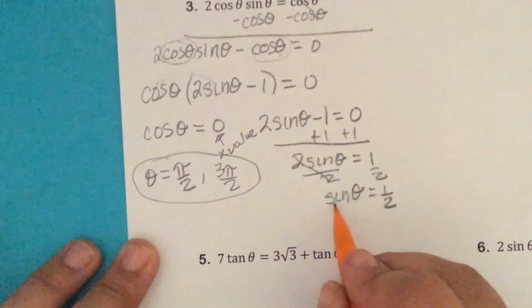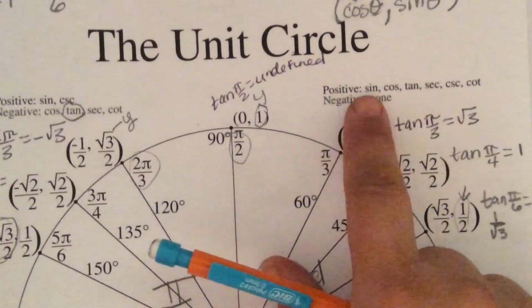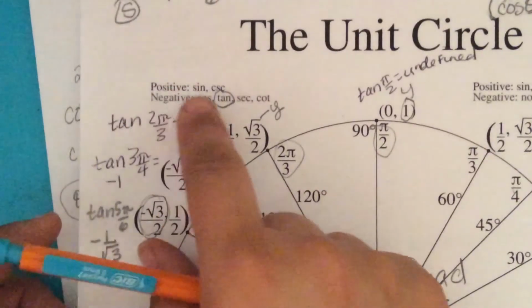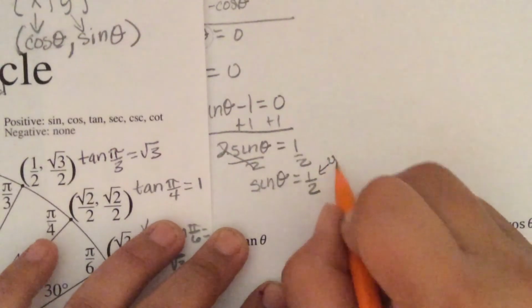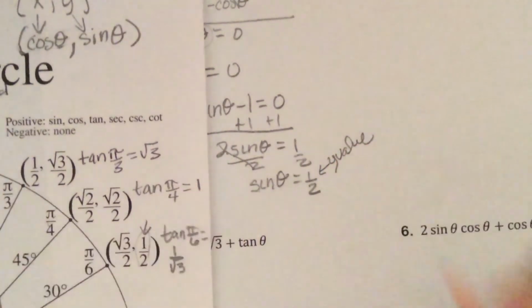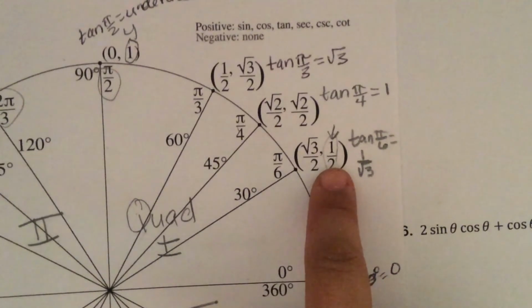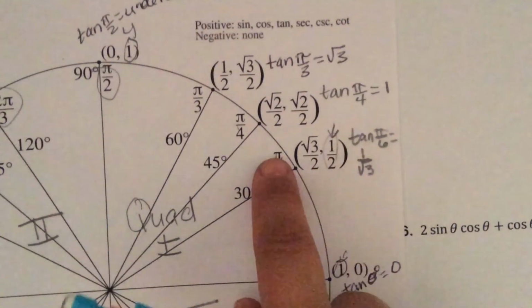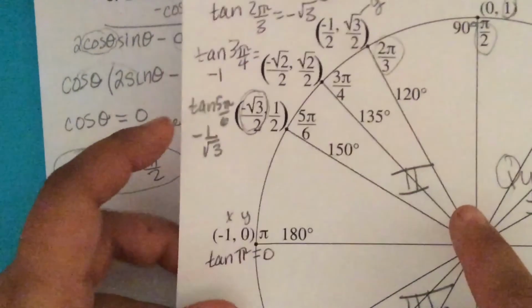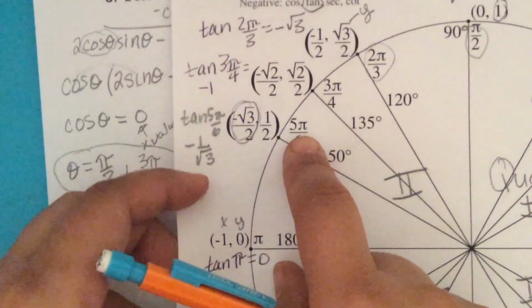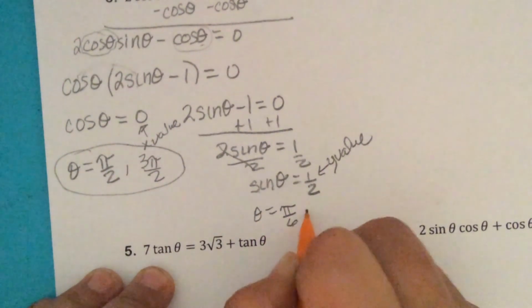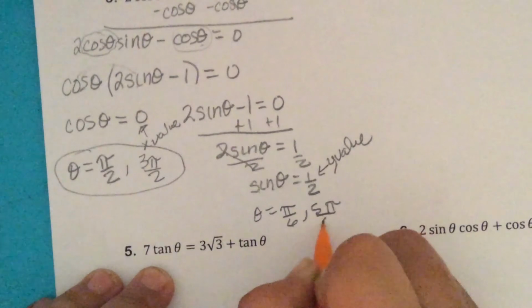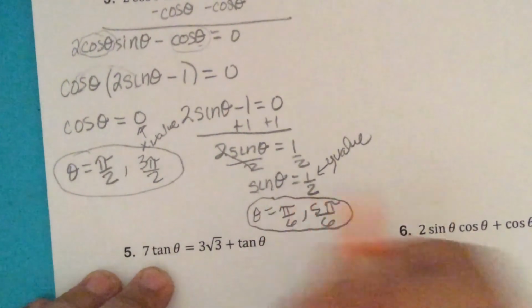And then this equation, where's the sine positive? The sine is positive. So the sine is positive in the first quadrant and the second quadrant. And we're looking for 1/2, the y value. That's the y value. So the y value is the second number. Right here, that's the y value is 1/2, which is pi over 6. And 1/2 is 5 pi over 6. So theta is pi over 6 and 5 pi over 6. So these are your answers right here.